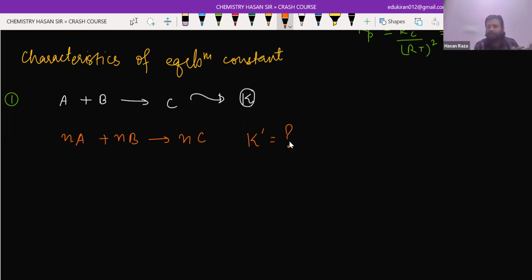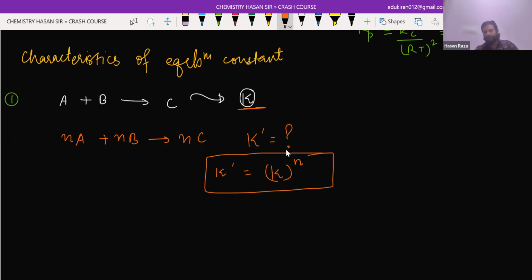There is a reaction for which the value of Kc is given. Now, the question says that if you multiply the whole equation by a certain number, what will be the new value of the equilibrium constant? It will be equal to the previous value of the equilibrium constant raised to the power of the number that is multiplied. I'm going to take an example so it will be more clear.